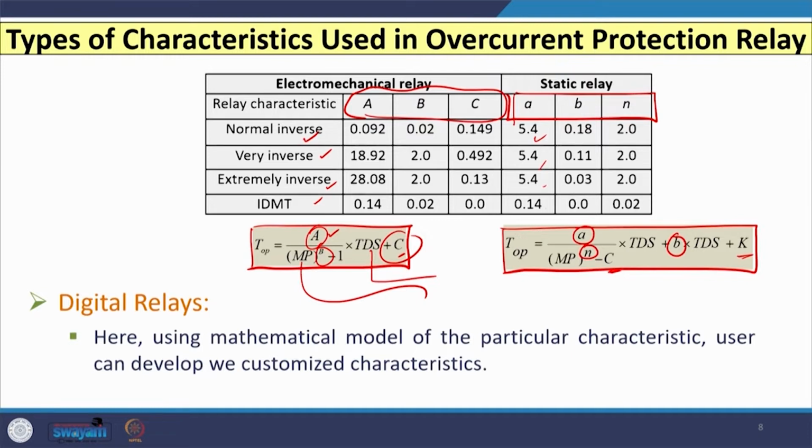Now, what is the difference in the case of a digital relay? In a digital relay, we can go for the mathematical model of a particular characteristic, and the user can develop their own customized characteristic. However, customized characteristic development is not possible in electromechanical or static relays. In electromechanical and static relays we have some fixed characteristics, whereas in digital relays we can develop our own characteristic depending upon what constants we want.